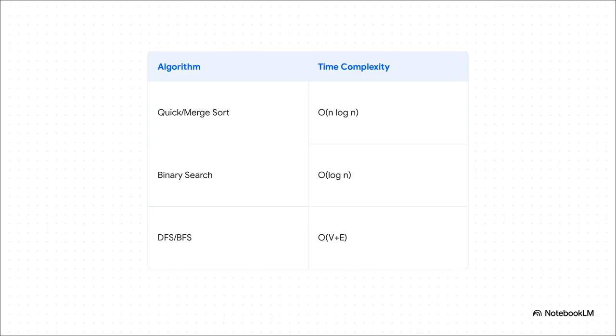It's just a way to describe how an algorithm's speed changes as your data gets bigger. Knowing that a binary search is O of log n, which is super fast, while a good sort is O of n log n, lets you actually justify your decisions. And for tree traversal, O of V plus E just means the time it takes depends on the number of nodes and connections. You pretty much have to visit everything once.